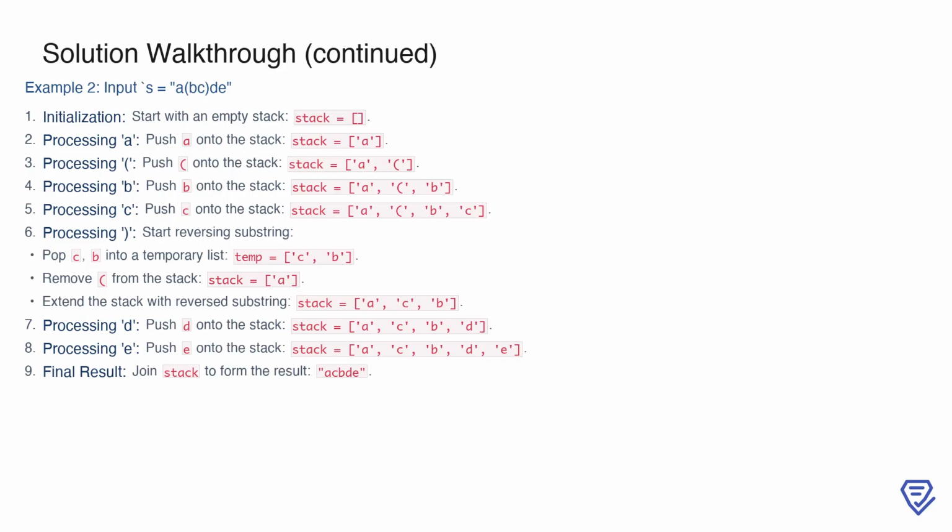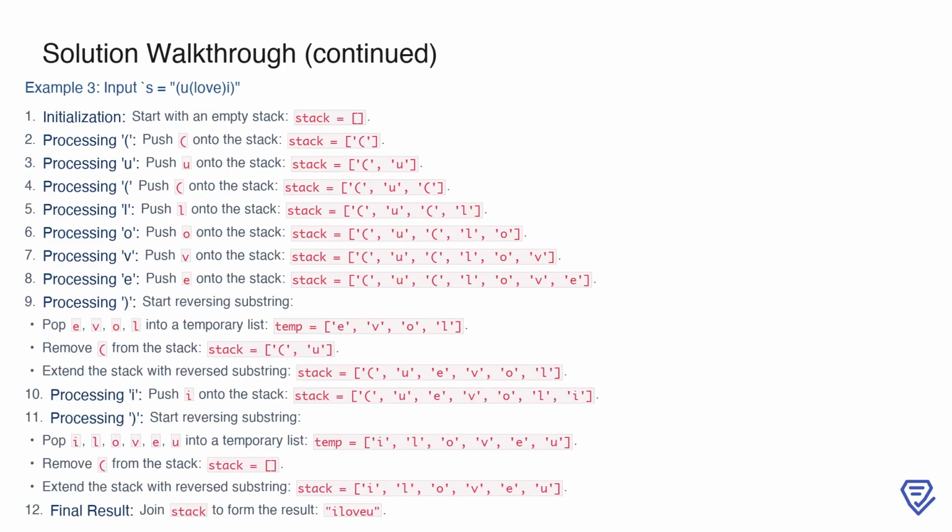Next, we process the remaining characters D and E by pushing them onto the stack. Finally, joining the elements in the stack results in act E. In this example, we deal with nested parentheses.